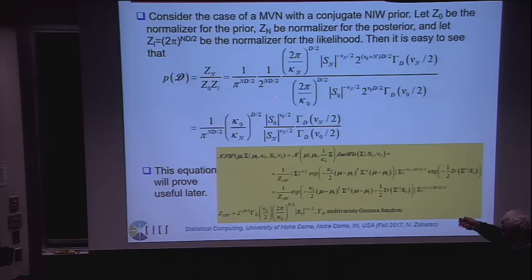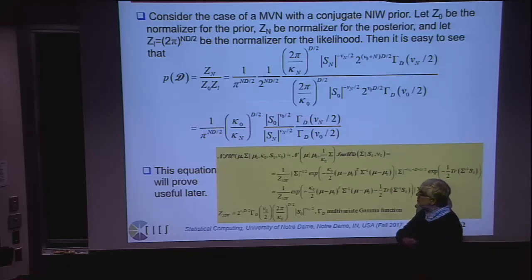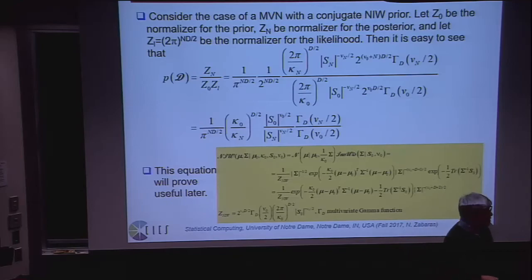All the other terms will disappear with the prior and the posterior. This is the normalization from this equation here for the posterior. This is the normalization for the prior. So the marginal likelihood is given by this beautiful expression here. So if you want to do model selection, you will basically have to use that expression.